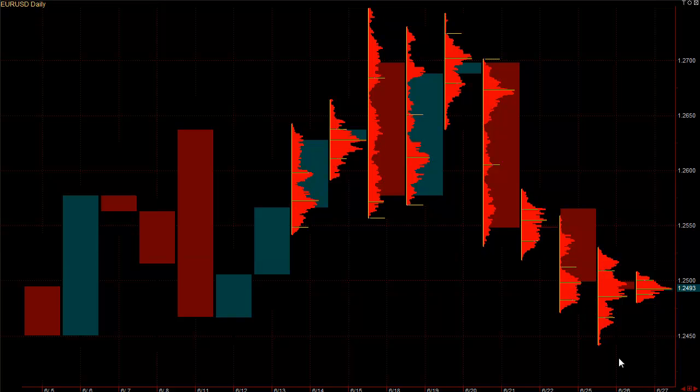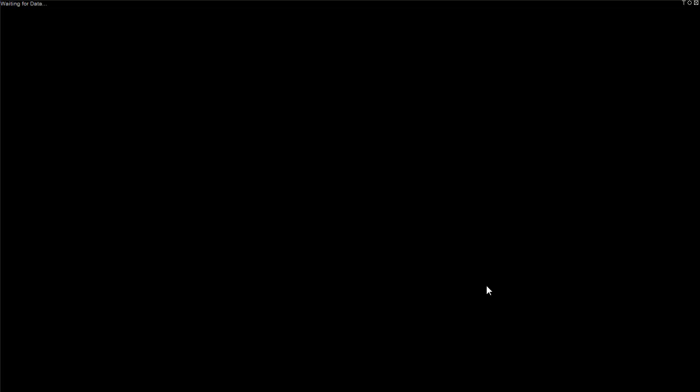Let's look at some other currencies on this. And by the way, this also works intraday too. I like the 240-minute and hourly charts.